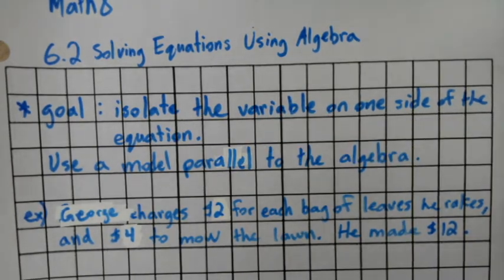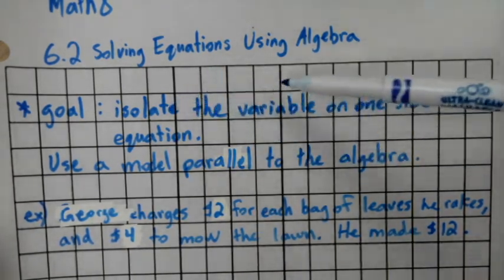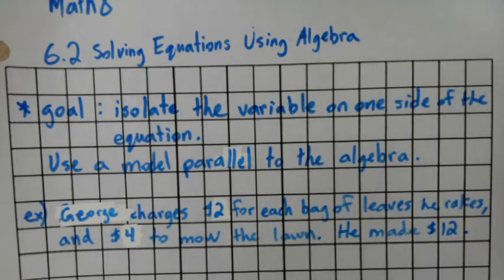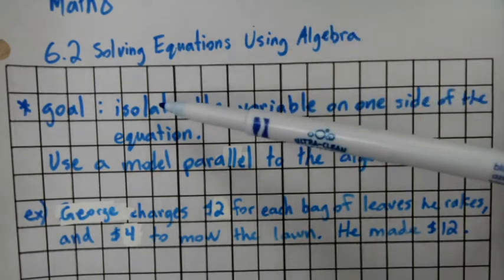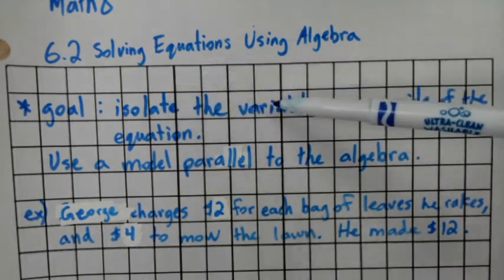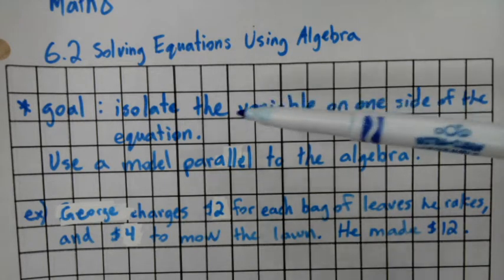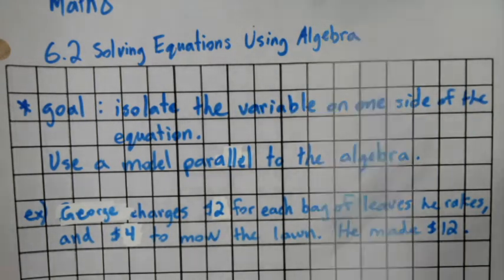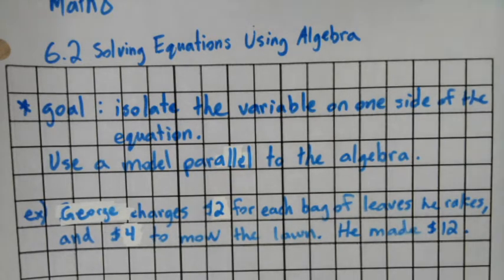The goal in this is to isolate the variable on one side of the equation. In other words, we try to isolate. Have you heard of someone in isolation? They would be all by themselves, right? So we're trying to get that variable, which is that letter or symbol that represents some number, by itself on one side of the equation with no numbers there, no operation signs or anything, just by itself, and the other side will have what it's equal to.